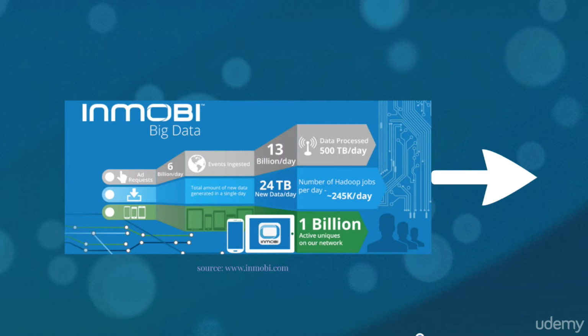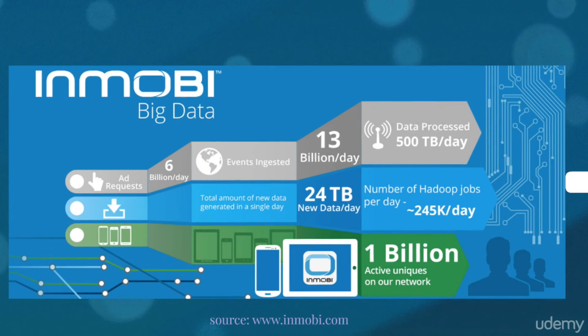I just put this to help you visualize how different companies are capturing and processing big data in production. InMobi is a mobile ad targeting company that helps businesses to improve their customer engagements through its mobile customer engagement platform. InMobi serves billions of ads daily to more than 759 million users across 160 plus countries. Just look at the size of data they are capturing and processing every day and the number of Hadoop jobs they are running to get the insights out of the data.